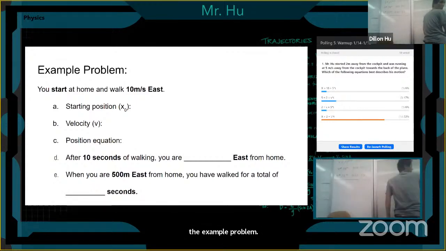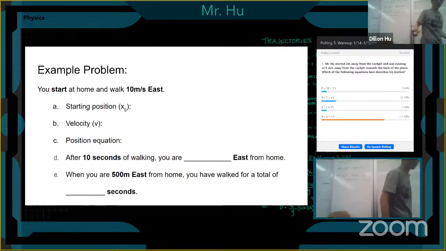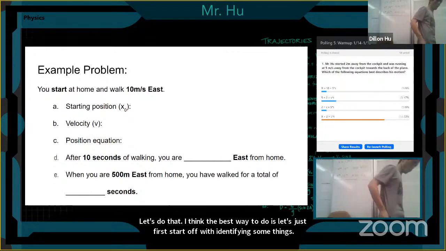So in this particular problem, I start at home and walk at 10 meters per second east. That is pretty straightforward. Okay, so before we write an equation, it's helpful for us to identify what we're given, what we know in the problem. So what do we know in the problem?